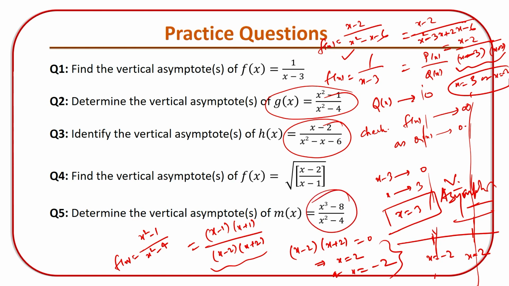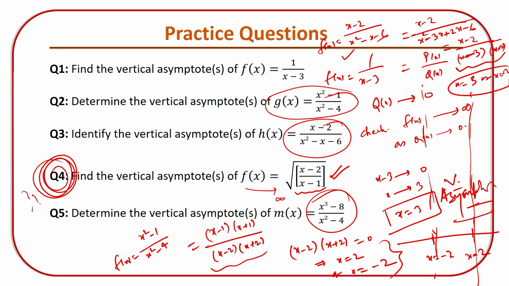Similarly, can you find this one, x cube minus 8 divided by x square minus 4? Working this out will give you the same asymptotes. And what about question 4? Question 4 is the greatest integer, the square root of the greatest integer, where x minus 2 is divided by x minus 1. So go ahead and try to find how we can make the denominator equal to 0. Once you have the denominator equal to 0, the whole function is going to infinity, right? And that will give your answer. So try to ponder over this question.